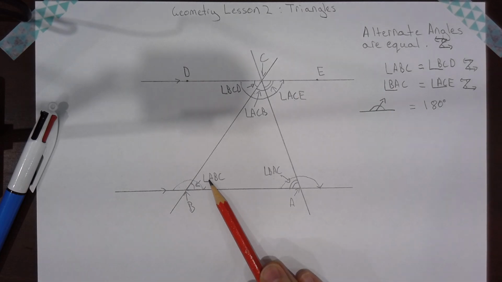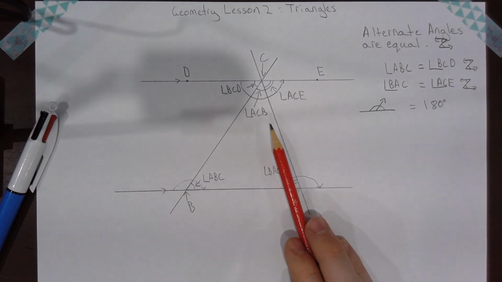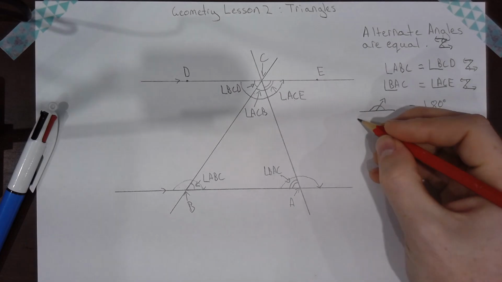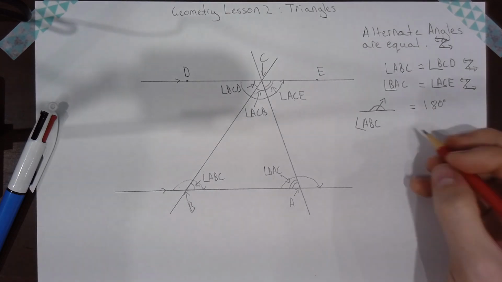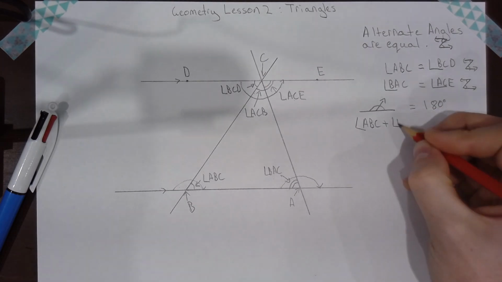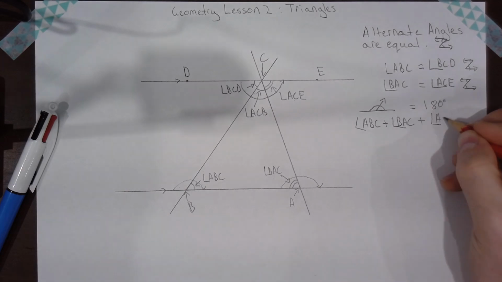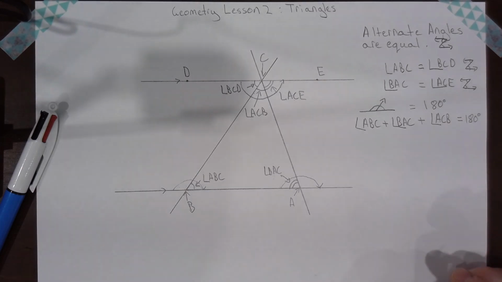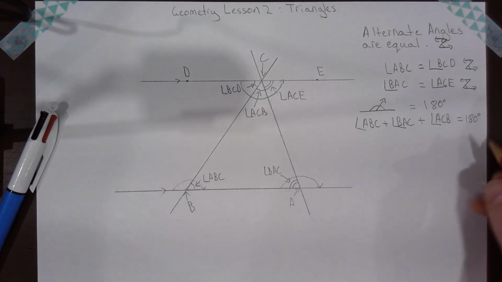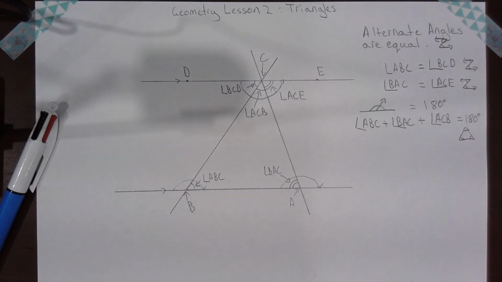So we can write that angle ABC plus angle BAC plus angle ACB equal 180 degrees. Now I'm going to introduce a new piece of terminology here, a new symbol, which is this one. Just a little triangle with the angles pointed out. And all that means is that I know that these three angles add up to 180 because the internal angles of a triangle add up to 180. And that is always going to be true.